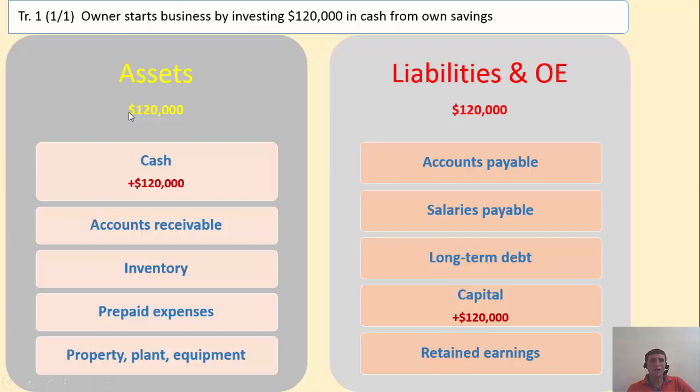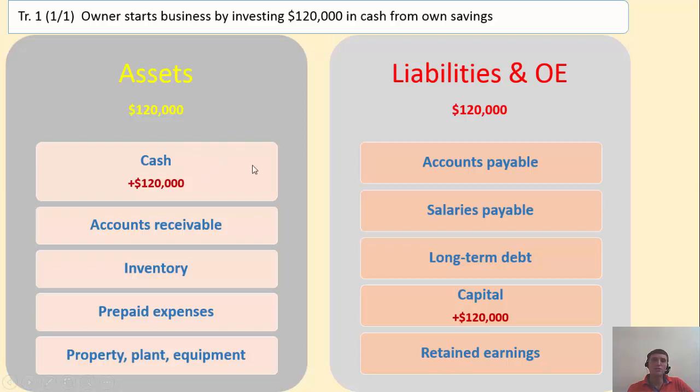Now remember, assets was 0, liabilities and owner's equity was 0 right before this first transaction. First transaction, owner starts business by investing $120,000 in cash from own savings. This happens January 1st, transaction 1. Okay, so we analyze this transaction. Assets of the firm increased in the form of cash, $120,000. And the firm needs to be aware of this and record it.